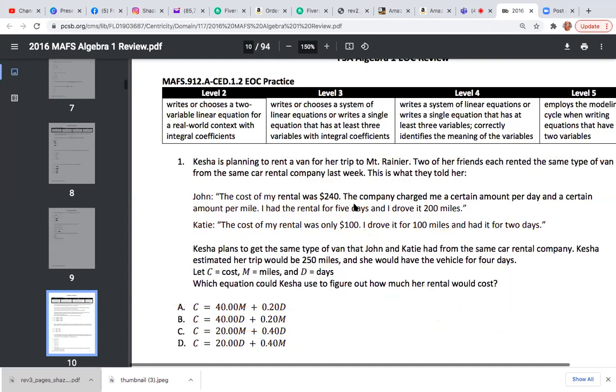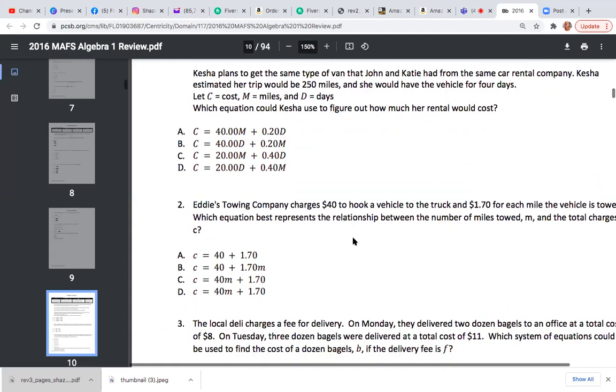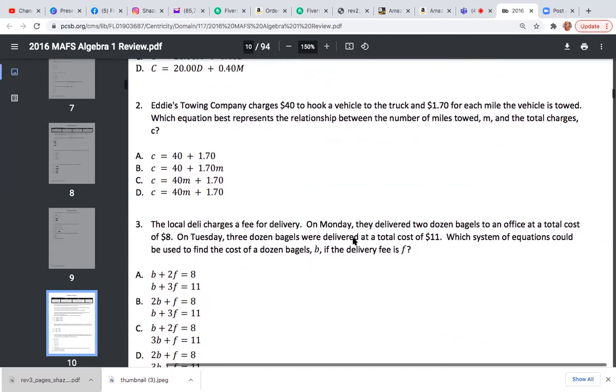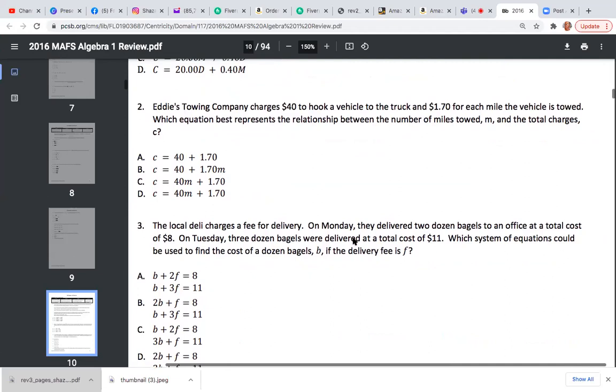Let's try another one. Number two. I'm going to want more participation from you as we do this. Eddie's Towing Company charges $40 to hook a vehicle to a truck. This is critical information right there, $40. And $1.70 for each mile. You hear that? Basically the problem is telling you what to do. They're charging you $40 plus $1.70 for each mile. Which equation best represents the relationship between the number of miles towed, M, and the total charges?